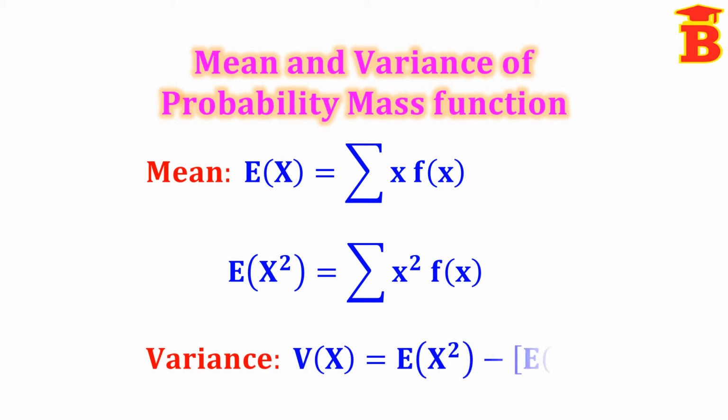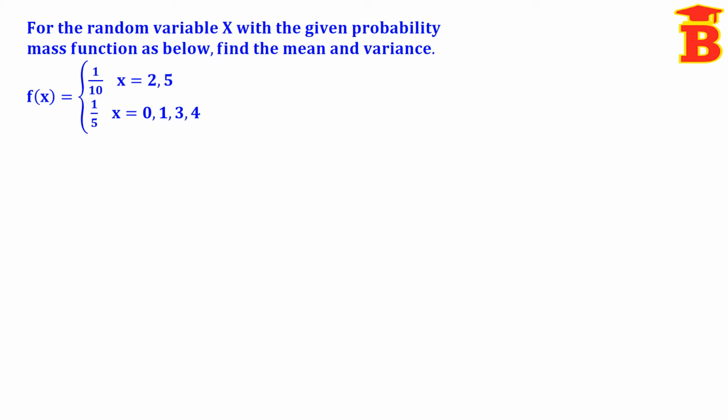And variance V of x equal to E of x square minus E of x whole square. Let us see the problems. For the random variable capital X with the given probability mass function as below, find the mean and variance.